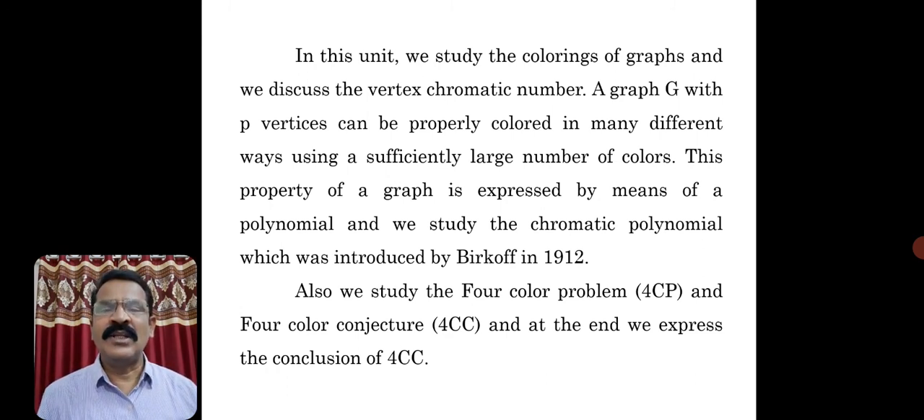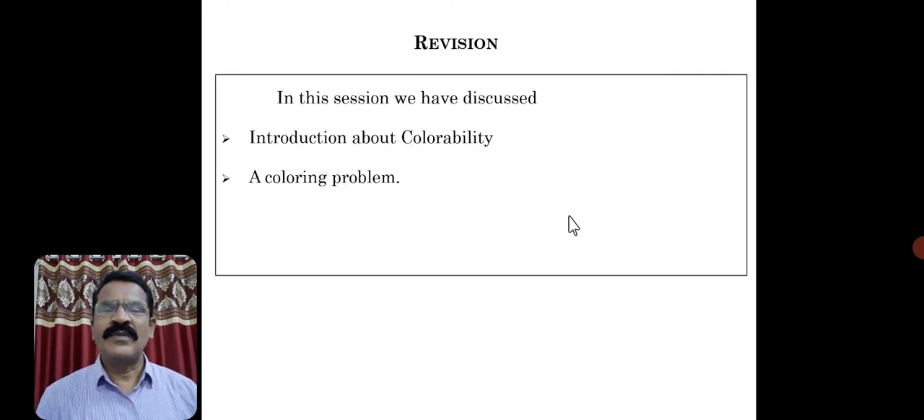So in brief, I have given an introduction about colorability in the first session: what the coloring problem is, the importance of a map, how it is converted in terms of a graph, and what the coloring problem actually is. It is minimizing the number of colors to color a graph in such a way that adjacent vertices, or vertices with a common boundary, must have different colors. With this we conclude today's session.